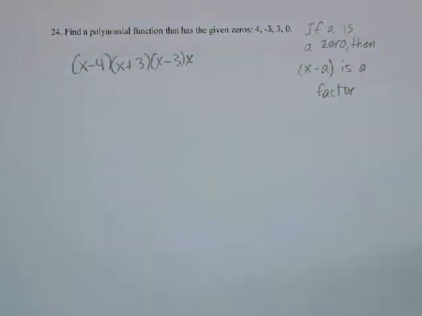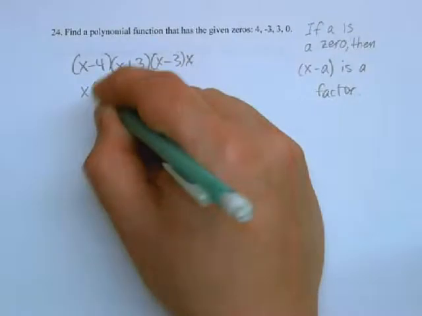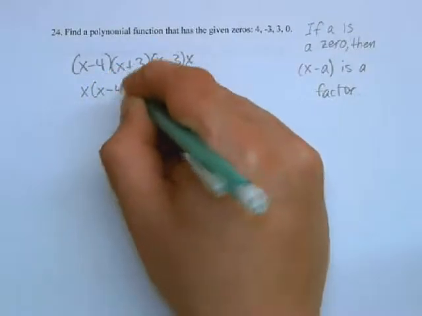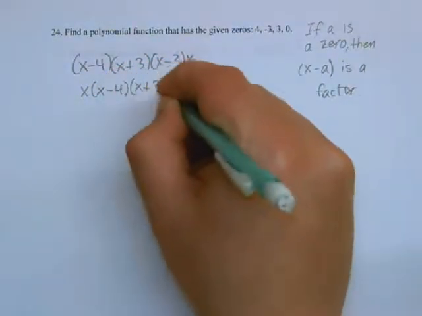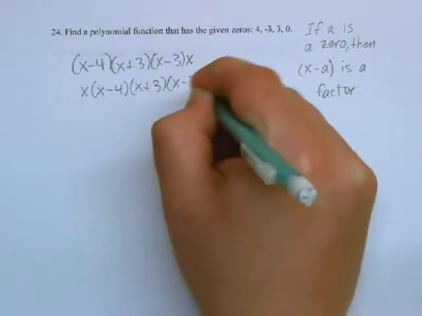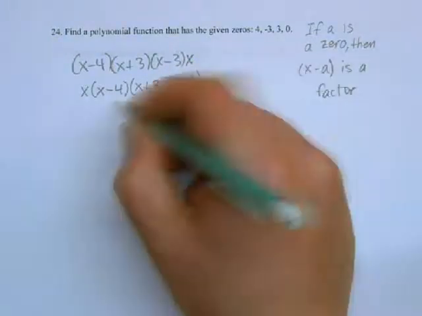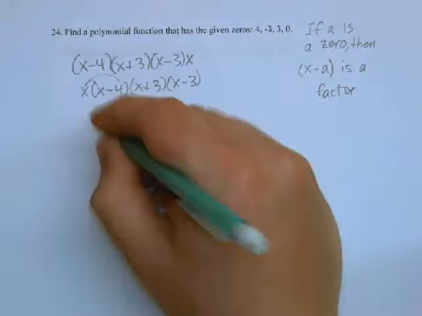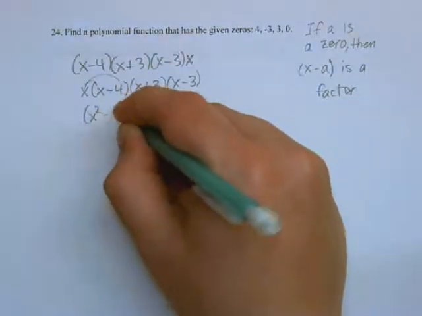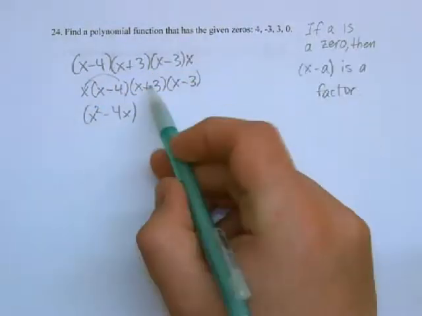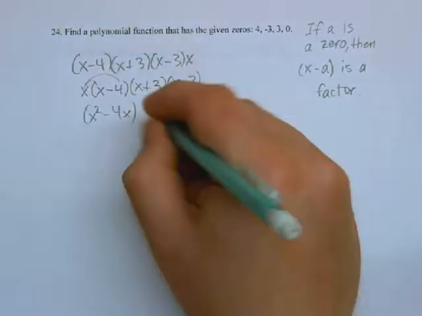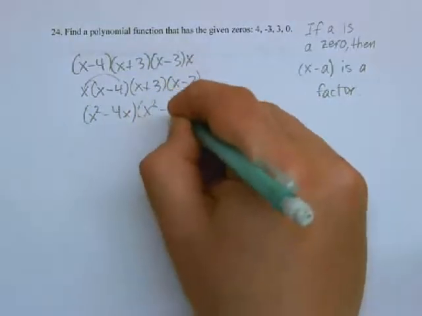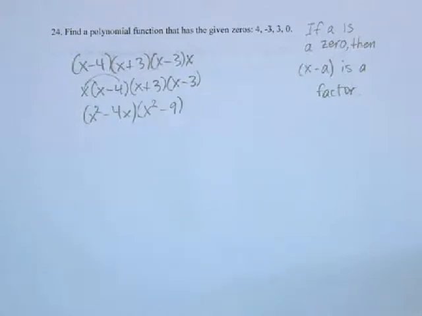So now I need to multiply all four factors together, and that will give me my polynomial. Now to make things a little easier, I'm just going to move the x to the front, which I can do because multiplication is commutative. There I get x times x minus 4. I recognize this difference of two squares. That's x squared minus 9. If you didn't know that, you could FOIL it. You'll still get the same answer.